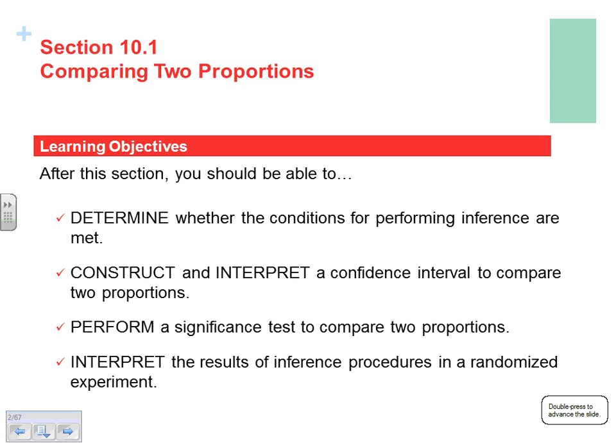Okay, so we're starting Module 10. We're going to start with 10.1, comparing two proportions. So this module is going to be really similar to what we did in Module 9, except for now instead of having a one proportion sample, we're going to have a two proportion sample.